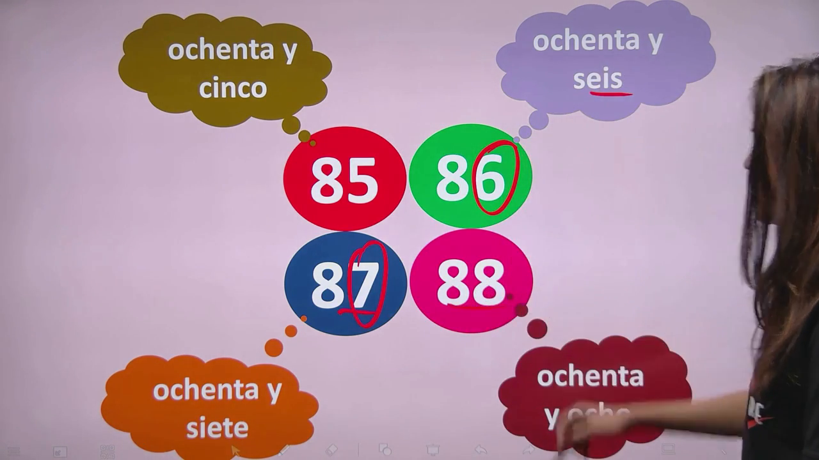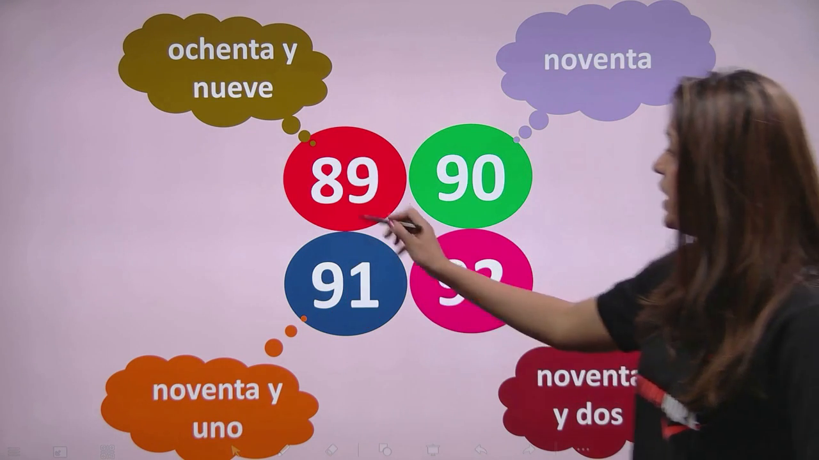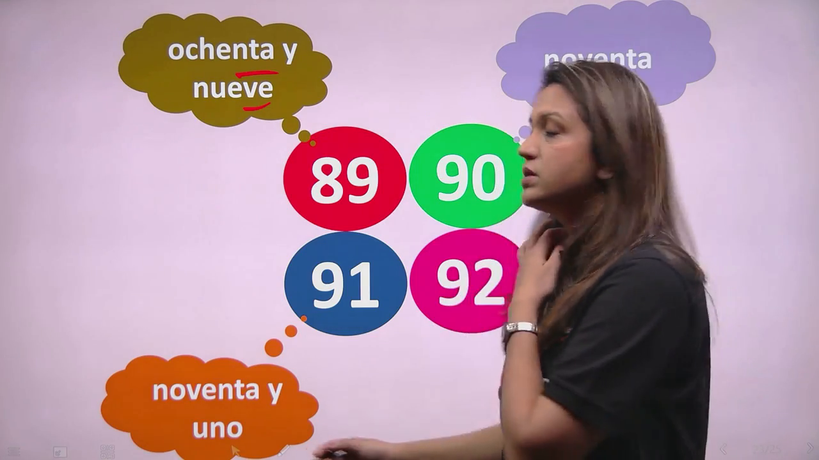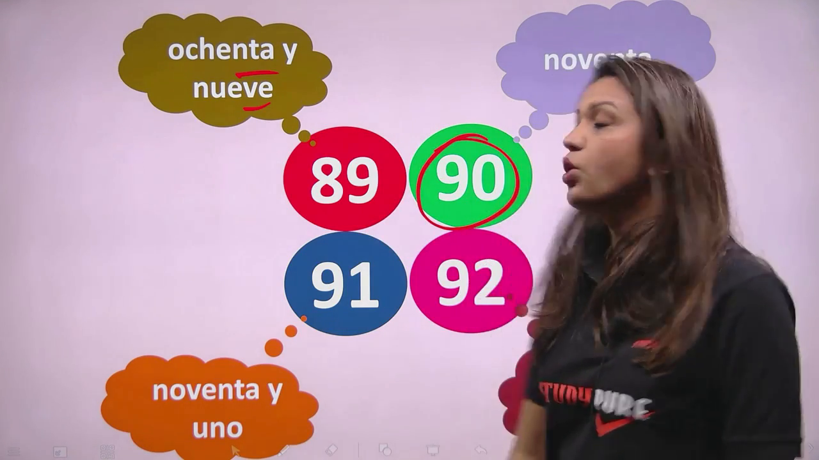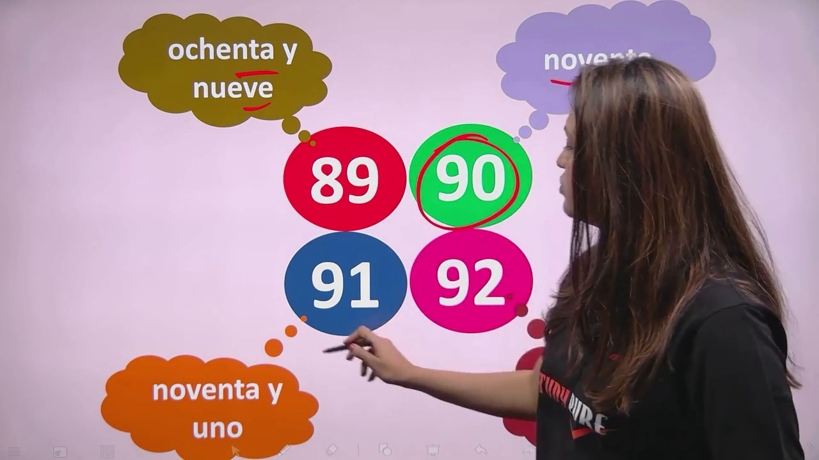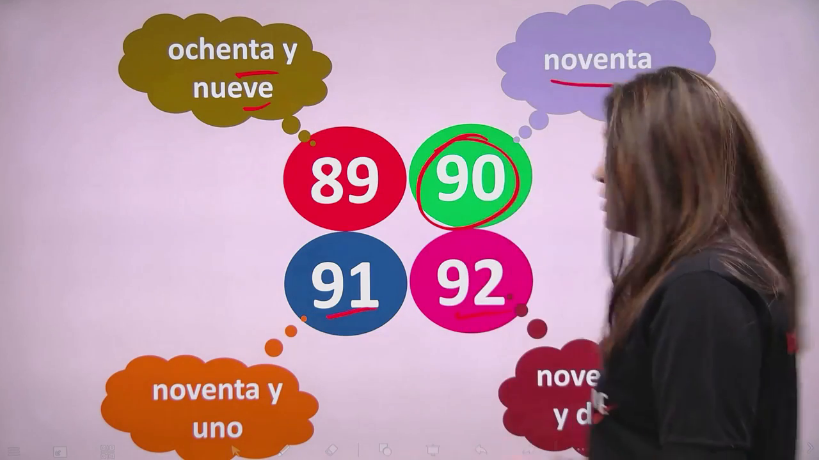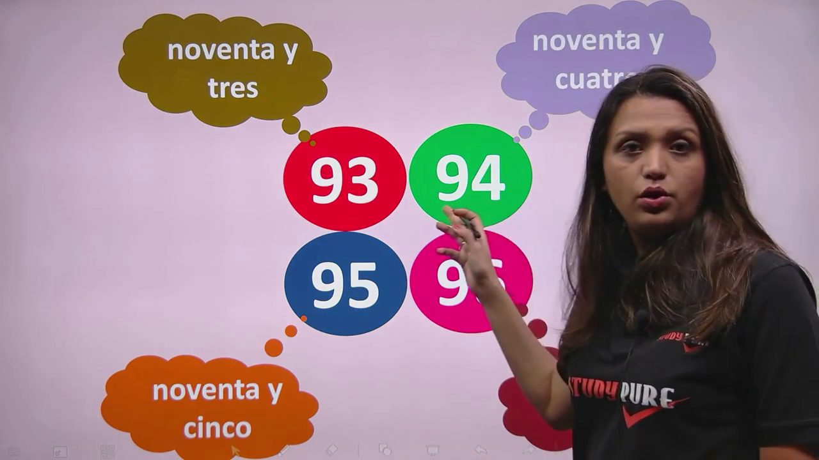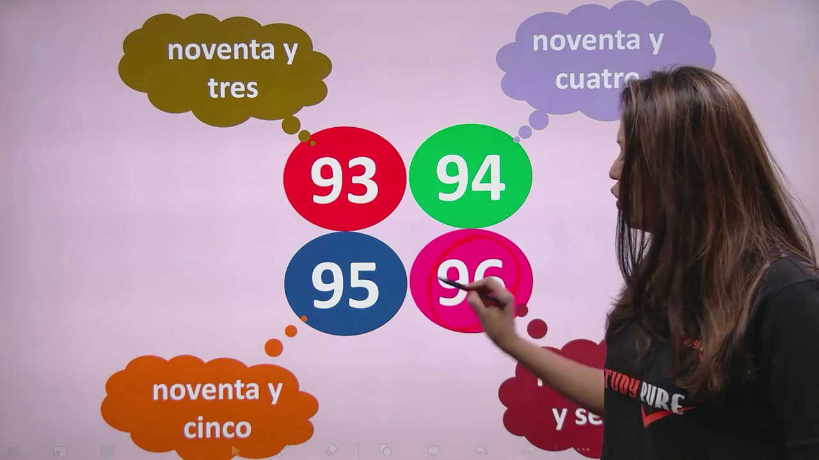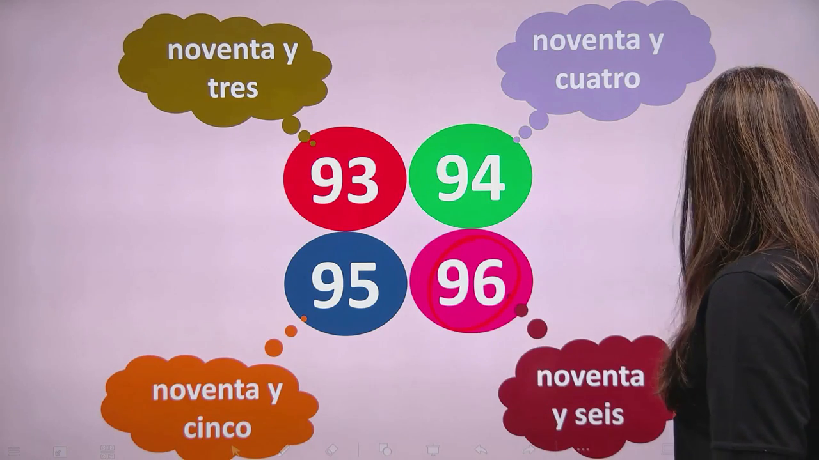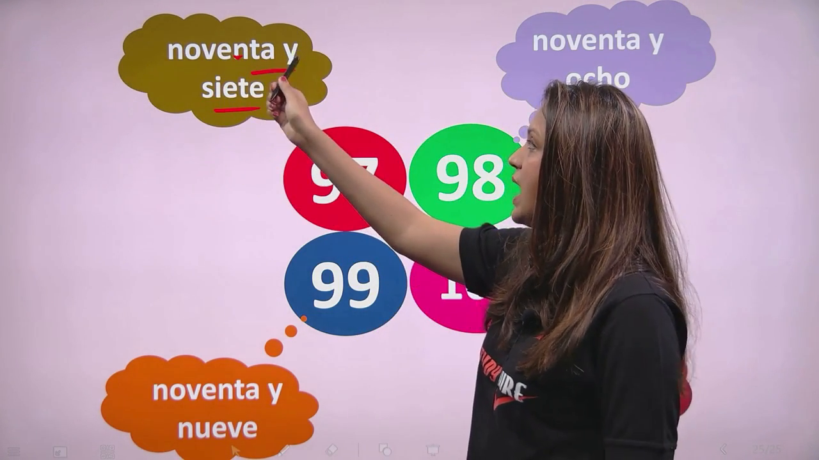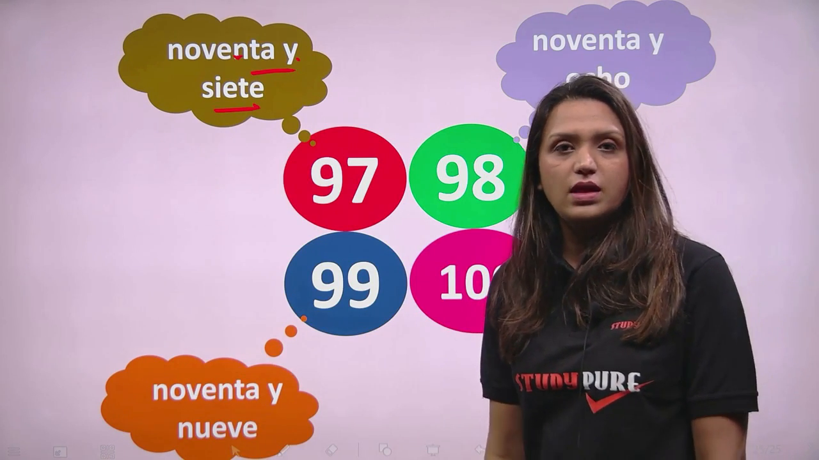Then we have ochenta y ocho, 88. And finally, ochenta y nueve, 89. Okay, now we start the next decade, which is the 90s. 90 is called noventa. Nueve is 9 and noventa is 90. So noventa becomes noventa y uno, noventa y dos, noventa y tres, noventa y cuatro, noventa y cinco, noventa y seis, number 96. And finally, we have a 97, which is noventa y siete, 90 and 7, makes it a 97.